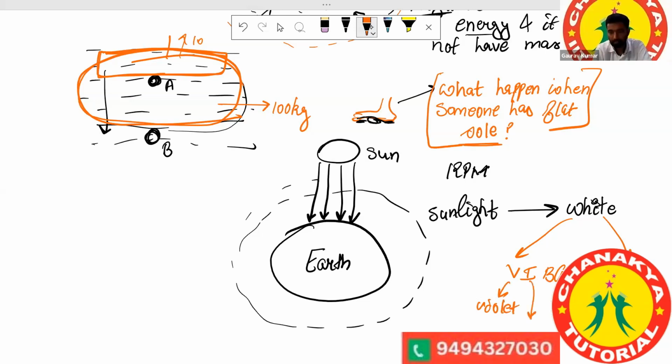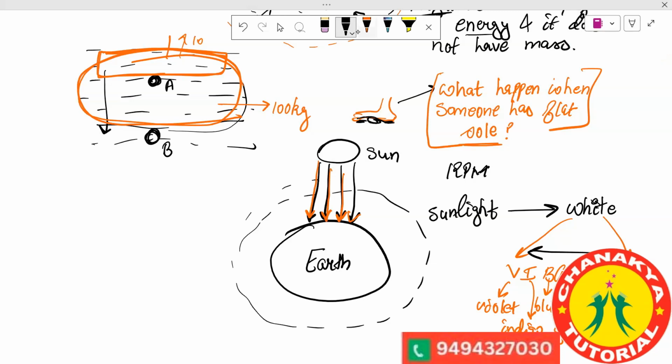Indigo, blue, green, yellow, orange, and red. So this white light is made up of 7 colors: violet, indigo, blue, green, yellow, orange, and red. When this sunlight comes to the surface of Earth, there is variation of wavelength in this direction.